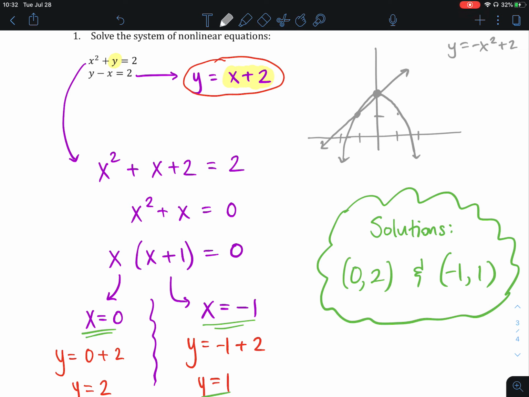Again, I'm graphing by hand, so it's a little far from perfect, but you can basically see that we have that solution of (-1, 1). That seems logical right here. And then we've got that solution of (0, 2). So check it out graphically. It's always a good idea.